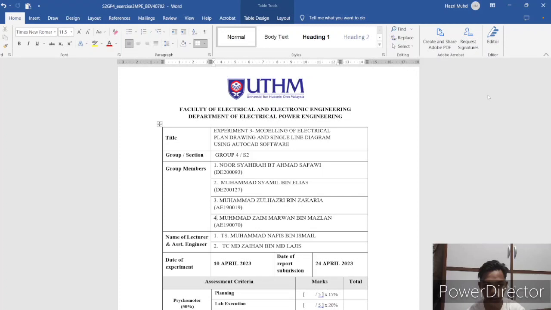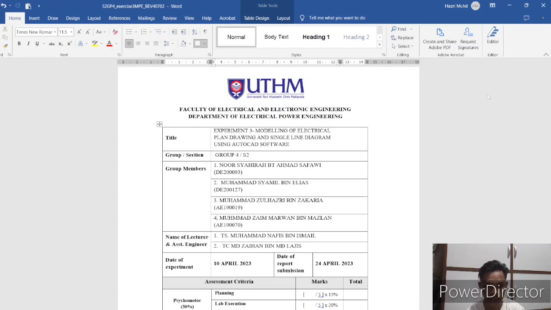We'll present about the experimental modeling of electrical plan drawing and single line diagram using AutoCAD software. Our group members are Nur Syahira binti Ahmad Safawi, Muhammad Syamil bin Ilyas, and me, Muhammad Zulhazri bin Zakaria, and lastly Muhammad Zai Marwan bin Mazlan.